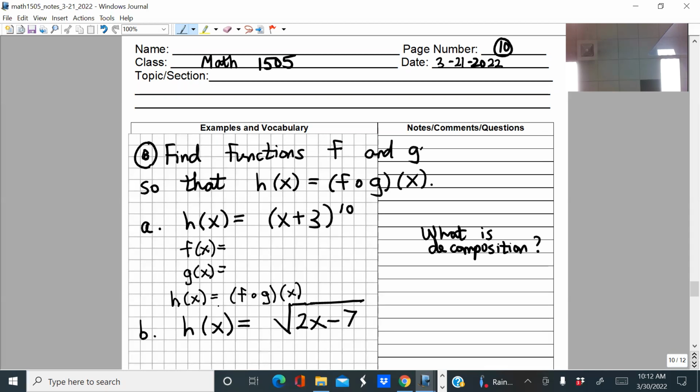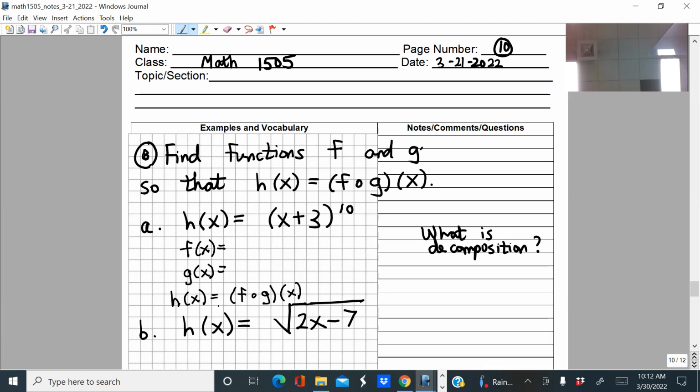Now, there's 4 examples in this problem, and there's A, B, C, and D, 4 parts. And I'm going to tell you ahead of time, the first 3 parts are really very similar. They're going to look different, but they're really very similar to each other. They're all decomposition problems. The fourth one is slightly different. All right, part D is slightly different.